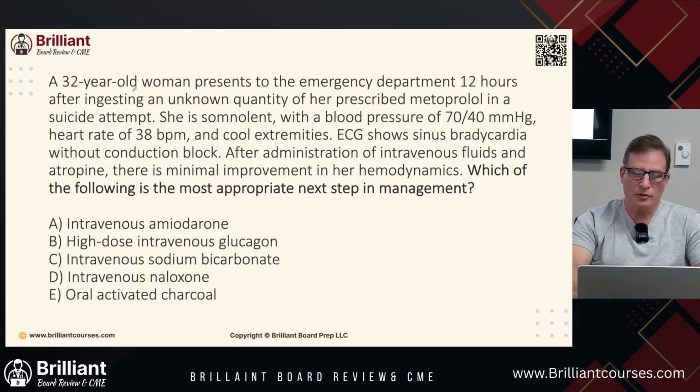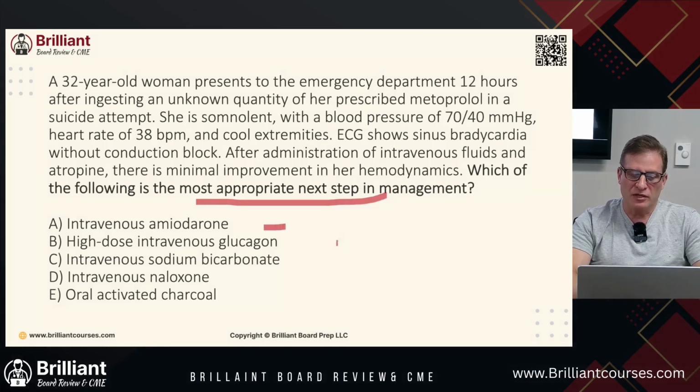All right, here we go, another board review question. We're going to go with the question first, then we'll look at the answers. Which of the following is the most appropriate next step in management? Next step, very important when we read that. IV amiodarone, high-dose IV glucagon, intravenous bicarb, intravenous naloxone, and activated oral charcoal.